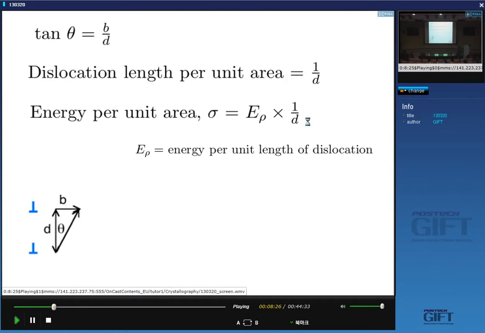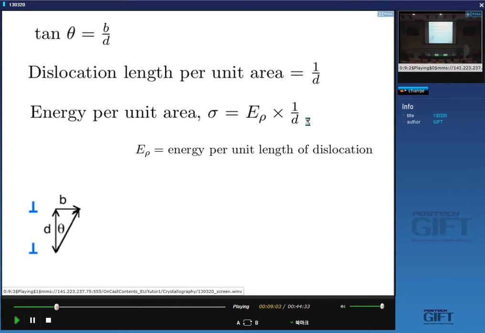And therefore, the energy per unit area, which we will call sigma, is simply the energy per unit length of a dislocation multiplied by the dislocation length per unit area. Okay, very, very simple equation. If you know the energy per unit length of the dislocation, then the interfacial energy per unit area is given simply by the energy per unit length multiplied by the total length. Okay? Everyone happy with that?